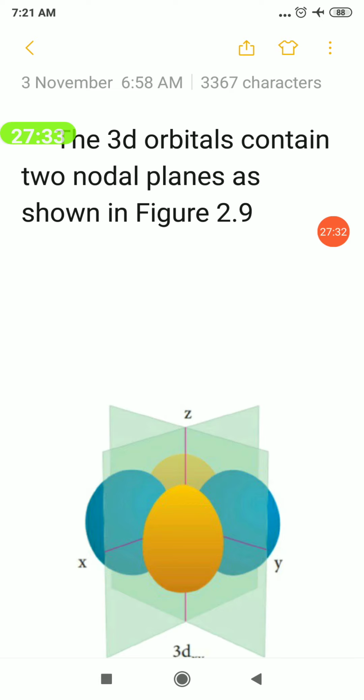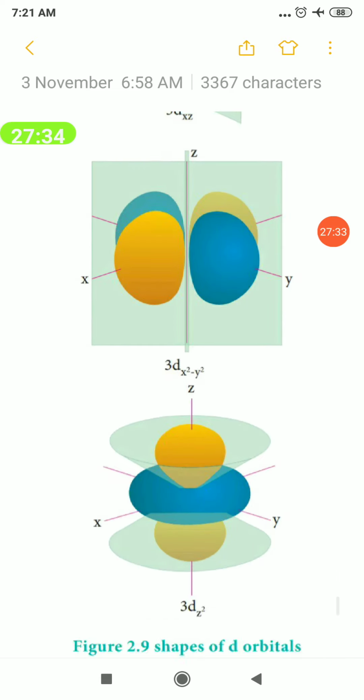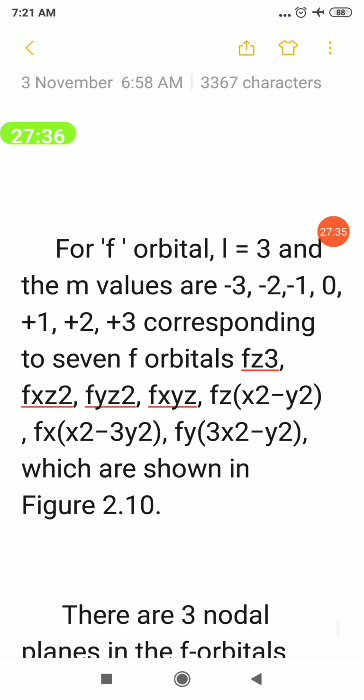Okay, so with the d orbitals over, now we are going to discuss the f orbital. For f orbital, the L value is equal to 3. Since the L value is equal to 3, the m values vary from -3, -2, -1, 0, +1, +2, +3, which means there are 7 orientations possible for f orbital, and those are given here.